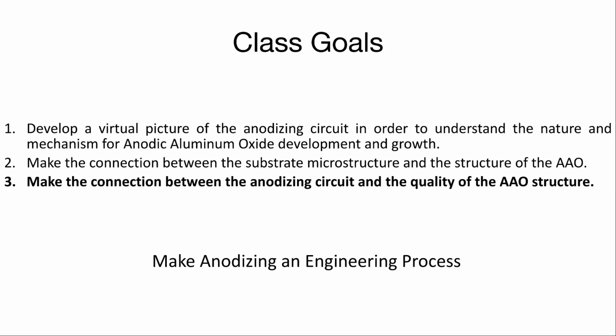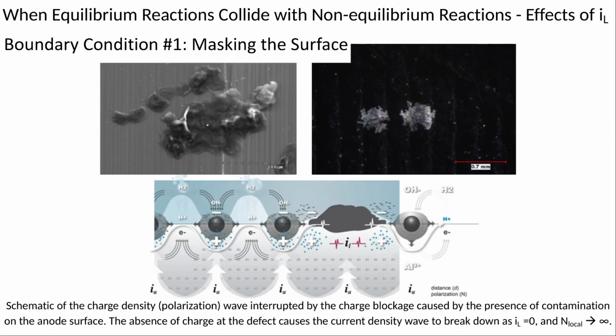And here I'd like to show you just briefly how to connect the anodizing circuit to the quality of the structure. So I need you to remember all the time that virtual picture of the current density wave flowing according to the polarization of the surface. If ever we block that wave, we're cutting that circuit locally. And this can be done on purpose with a mask, or by accident with contamination such as machine oils, grease, or dirt. Even residual oxide from previous processes will do this.